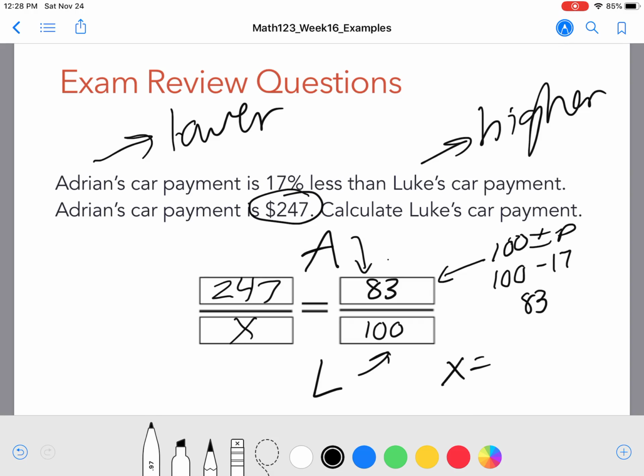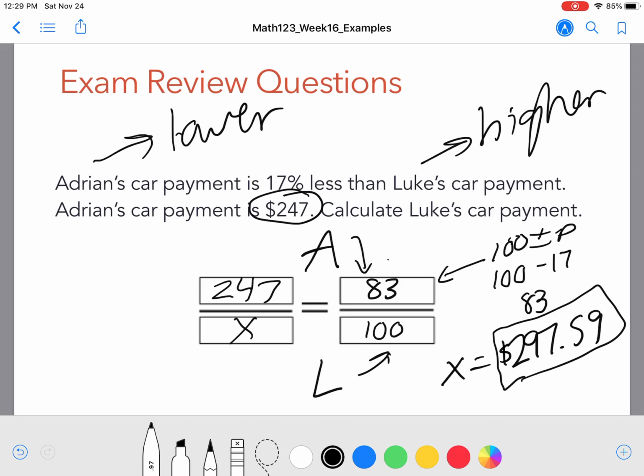I get 297.59. So that's my answer there. Now you want to think through this and make sure it makes sense. Adrian's car payment is 17% less than Luke's. So that means that Luke pays a little bit more. He pays $297.59. So it's going to be that.